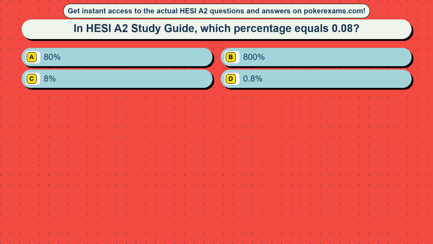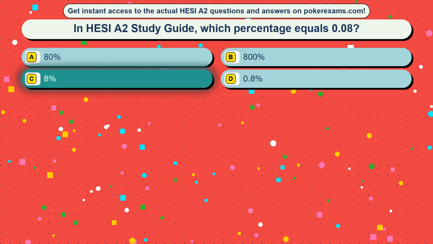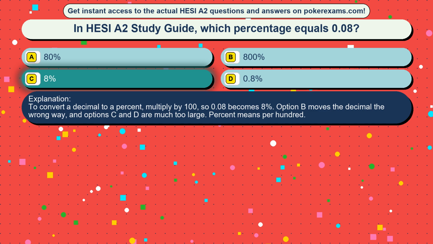Question 23. In HESI A2 Study Guide, which percentage equals 0.08? Option A, 80%. Option B, 800%. Option C, 8%. Option D, 0.8%. The correct answer is option C, 8%. To convert a decimal to a percent, multiply by 100, so 0.08 becomes 8%. Option B moves the decimal the wrong way, and options A and D are incorrect. Percent means per hundred.